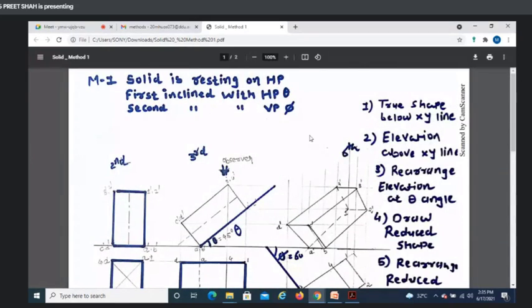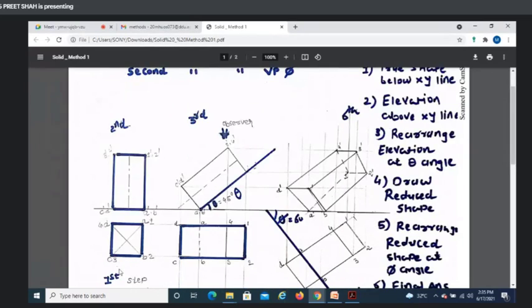What is your first step? You will draw the true shape of the base below the XY line. For a square prism, the true shape of the base is a square, so I will draw the square below the XY line. You will draw it in such a way that if it is resting on a side, the side should be on the right hand side. If it is resting on a corner, the corner should be on the right hand side. Understand the first step?